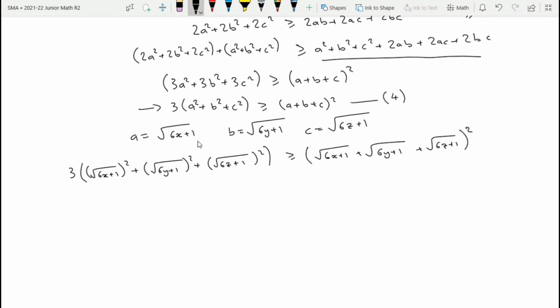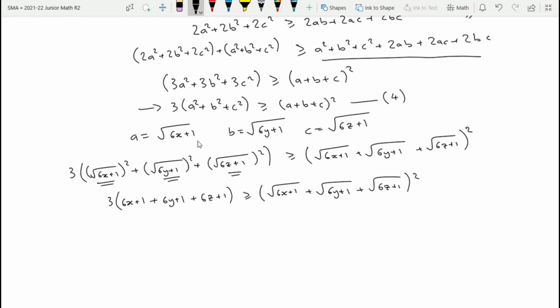Then when we simplify, here we have square root of 6x plus 1 squared. So the square root and the square cancel each other, and the same thing happens here and here too. Then when we simplify based on that, we have that 3 into square root of 6x plus 1 squared now becomes 6x plus 1, plus, for the second term, 6y plus 1 plus 6z plus 1. We know this is greater than or equal to square root of 6x plus 1 plus square root of 6y plus 1 plus square root of 6z plus 1 all squared.